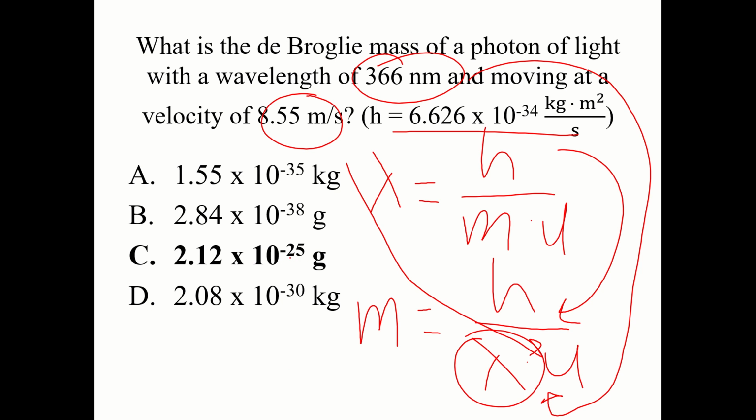Now, when you initially solved for this, you would have gotten an answer in kilograms, so you would have gotten 2.12 times 10 to the negative 28th kilograms. When converted to grams, you get 2.12 times 10 to the negative 25th. So C is the correct answer.